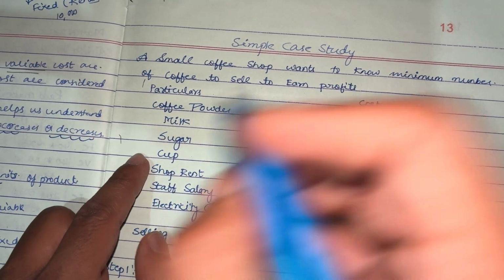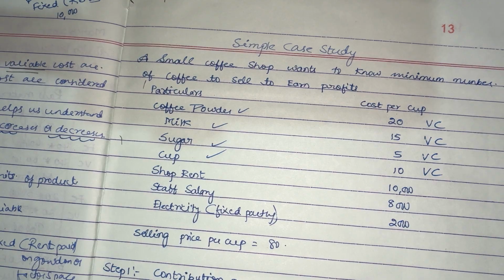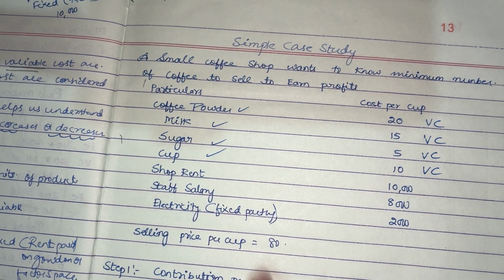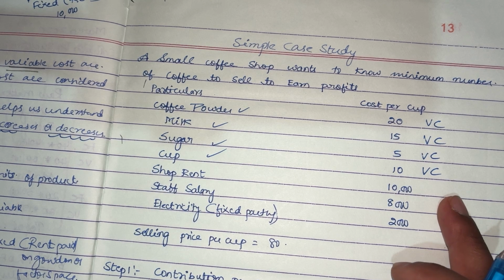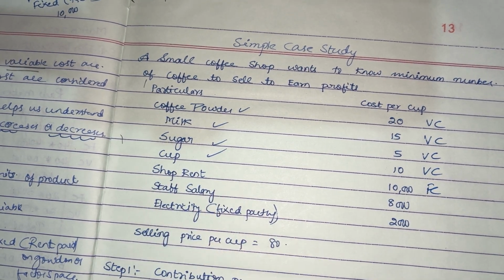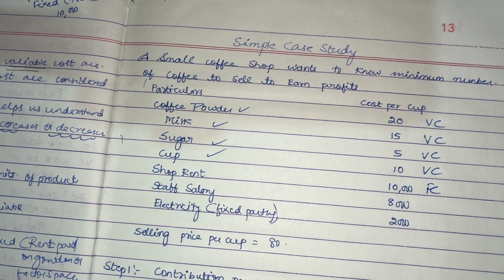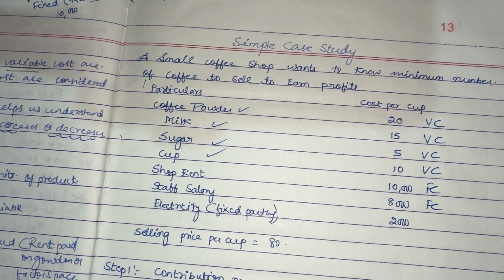Coffee powder, milk, sugar and cup are considered your variable costs, and I explained how each is variable. Then we have the shop rent. Guys, this is fixed. Whether you sell 1 cup, 50 cups or 50,000 cups, rent is fixed. Staff salary: you need at least 2 employees to work in your coffee shop. Their salary is also a fixed cost, because you never fix their salary based on the number of cups they sell.